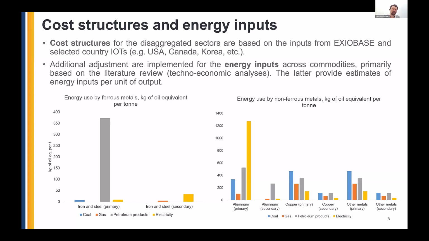There we did a data collection from available literature using the so-called techno-economic analysis. So these are essentially technical studies that provide estimates of cost structure, energy flows, fixed costs for specific plants in specific countries. So think of steel production, electric arc furnaces, blast furnaces, or production of, for instance, primary aluminum. So we use those studies and some average of the available studies to come up with assumptions of energy use, first in kilograms of oil equivalent per ton of product, and then converted those to energy use per value of output. So on this slide, you can see some assumptions, for instance, for use of coal, gas, petroleum products, electricity across first steel, primary and secondary, and then other metals such as aluminum, copper, and other non-ferrous metals.